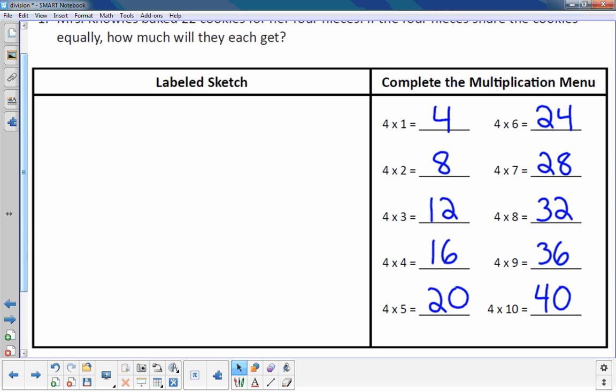We're doing this just to have the students get used to thinking about the multiplication facts, because that's going to be helpful in division, because multiplication and division are related. They're opposites of each other. So you can use this to an advantage. And we'll see here in a minute.